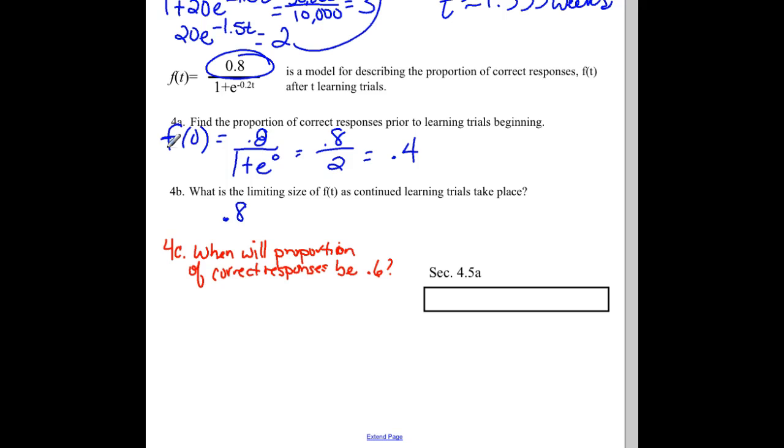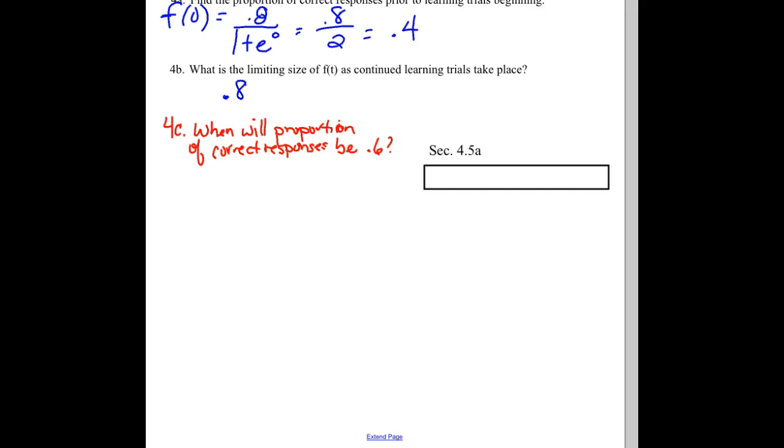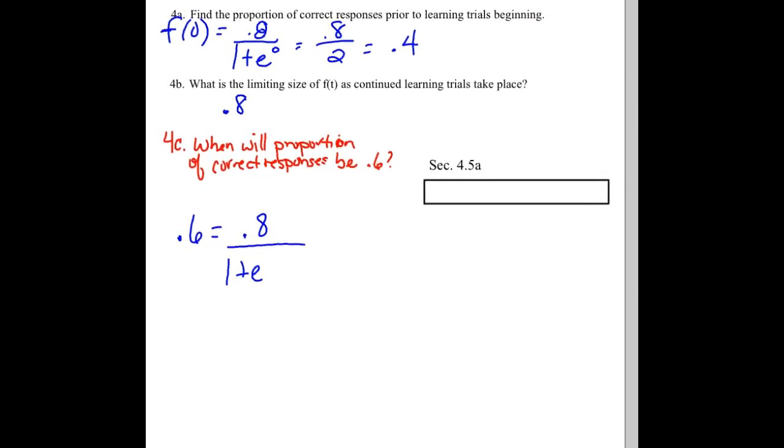I added a question here. When would the proportion of correct responses be 0.6? It doesn't tell us the time; it's how many trials they do. So after how many trials would the proportion of correct responses be 0.6? So what are we going to have to do? Put 0.6 in for f. What was the equation? Negative 0.2t.